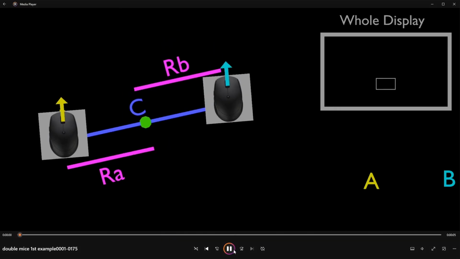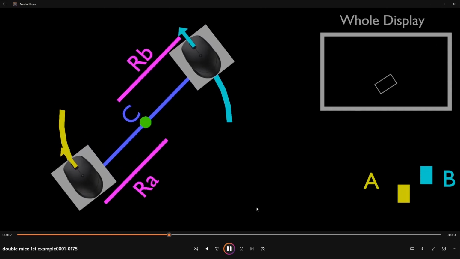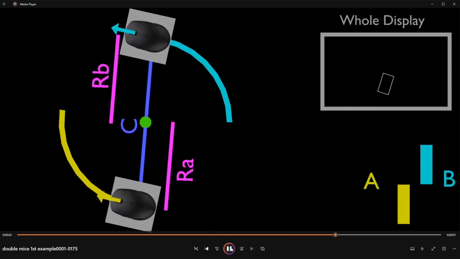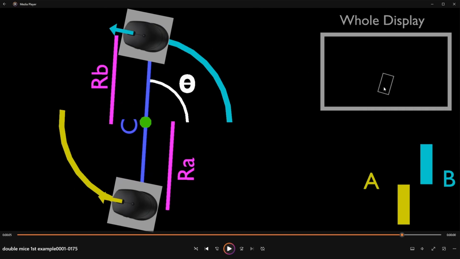So here is the animation of the mice as they go through their path, and you'll notice in the top right corner here, the box has rotated. It's been able to track that the mouse combination has rotated. In this case, we don't have any translation because it rotated about the center of mass, so there's no translation there. But it was able to track the angle, and I'm going to be using theta to denote the angle.